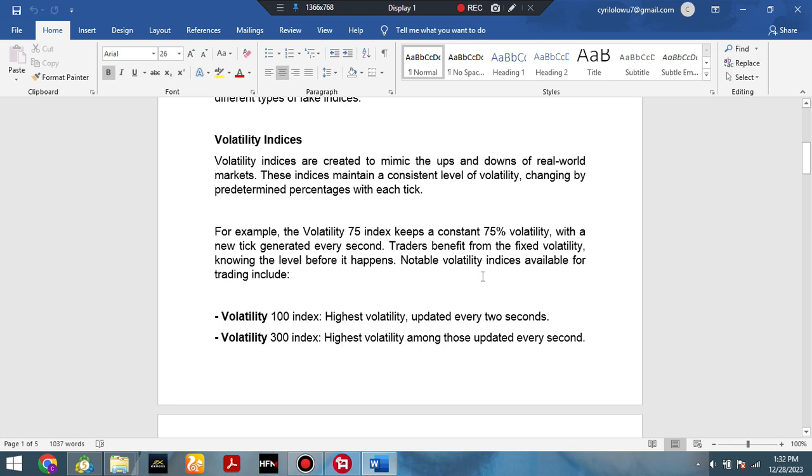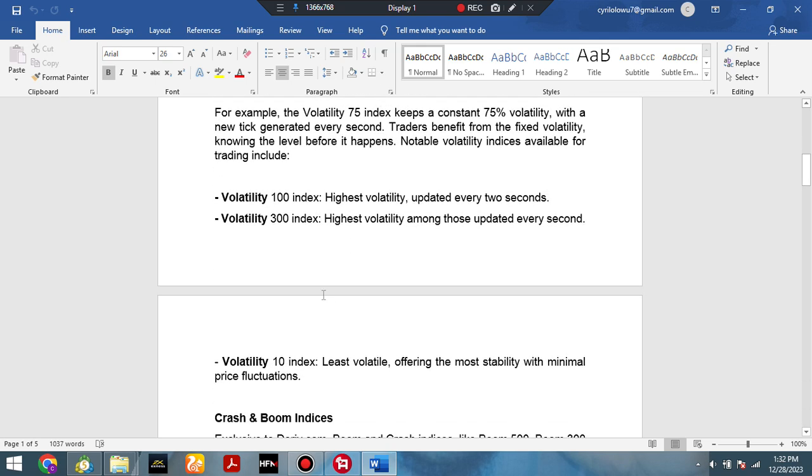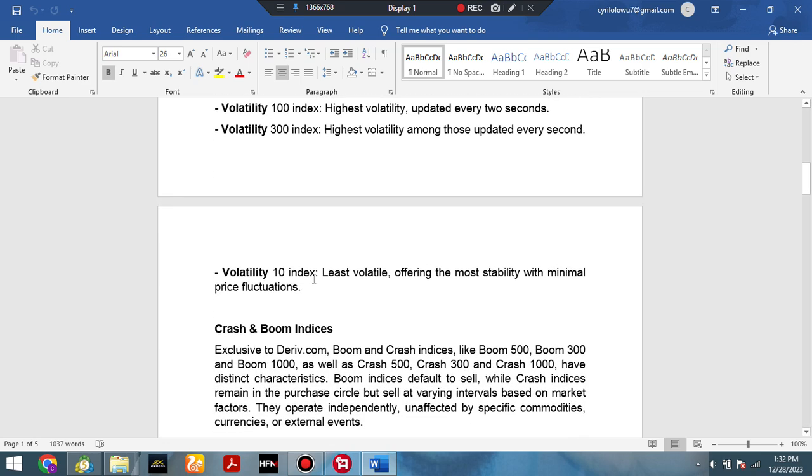Notable volatility indices available for trading include the volatility 100 index, volatility 300, even the volatility 75S, volatility 10S. So when you go to the platform, you see different types of volatility there that you can definitely observe, then later you decide to trade on.